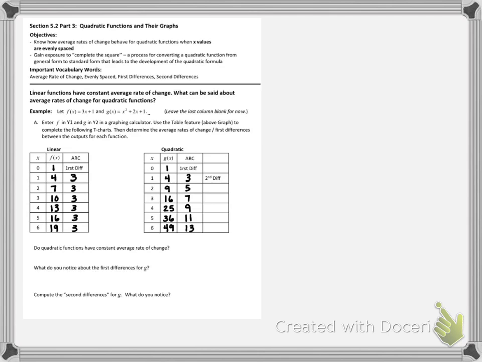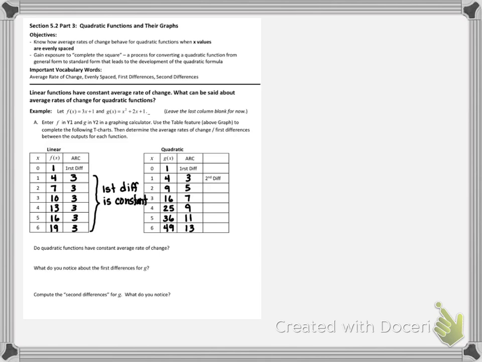So we know that linear functions have a constant average rate of change, right? And so that means that the difference in the y values between any 2 points where the x value goes up by 1 should all be the same, right? So this constant first difference is just another way of saying that linear functions have a constant average rate of change.